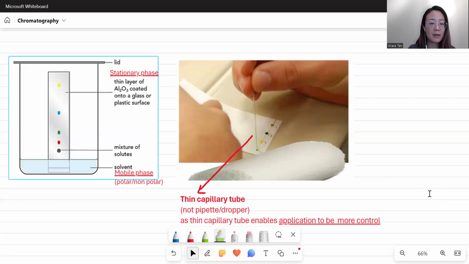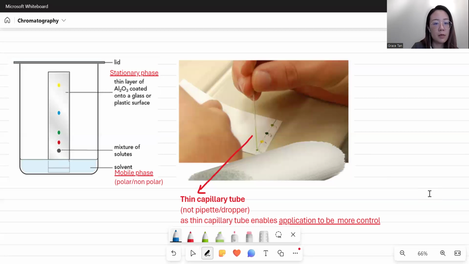It can be, most of the time, aluminum foil. Yes, it can be plastic. It can be glass. It can be aluminum foil. And then you coat it with a thin layer of aluminum oxide. Another one would be silicon dioxide. So you can spray a very thin layer of alumina, Al2O3, or silica, SiO2, onto a glass, onto a plastic surface, or onto an aluminum foil.